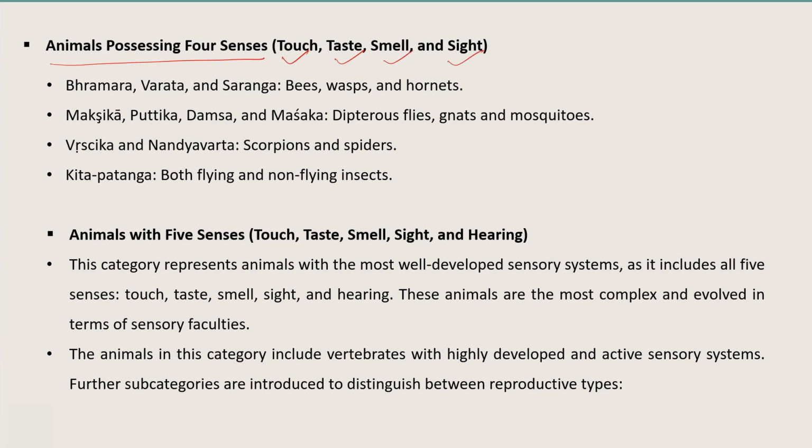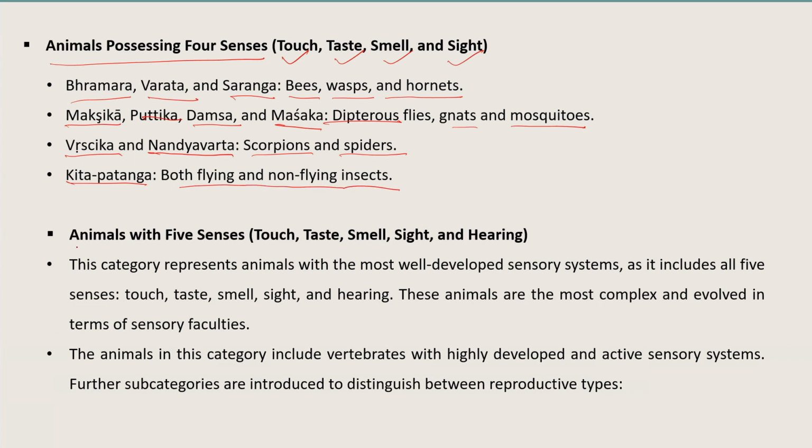This category includes Bhramar, Varata and Sarang, bees, wasps and hornets. Next is Machika, Puttika, Damsa and Masak, predators, flies, gnats and mosquitoes. Vrishchik and Nadyavarta, scorpions and spiders. Keet Patang, both flying and non-flying insects.